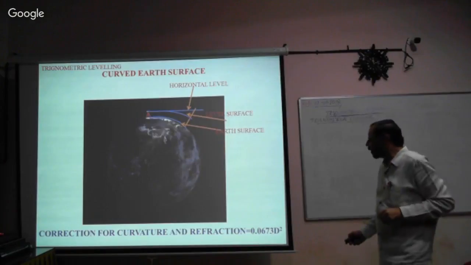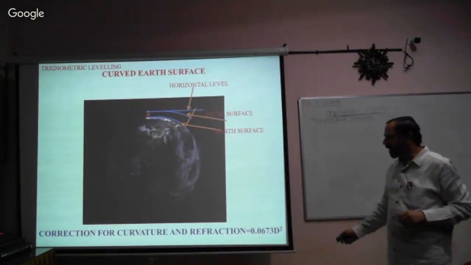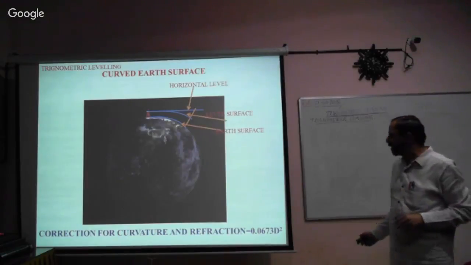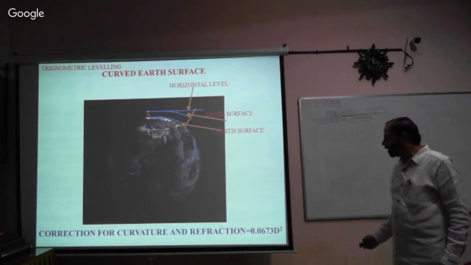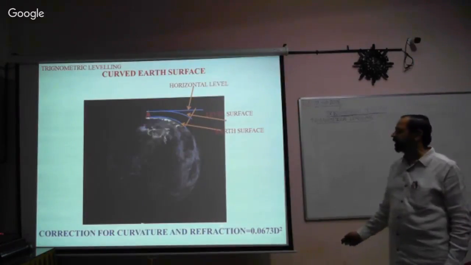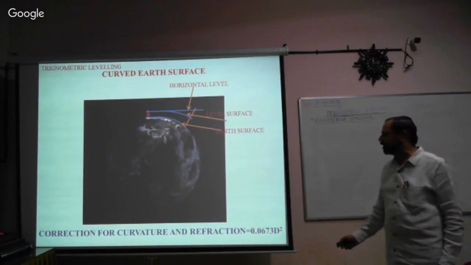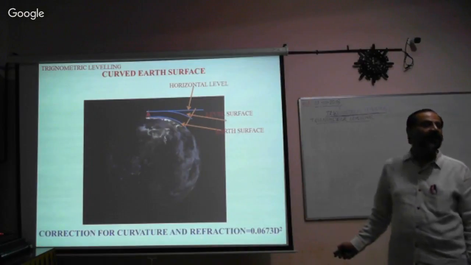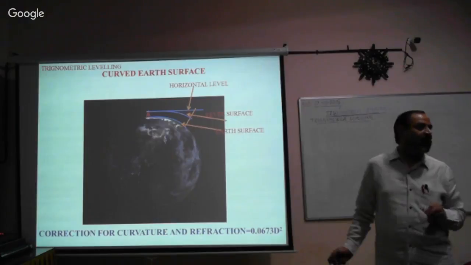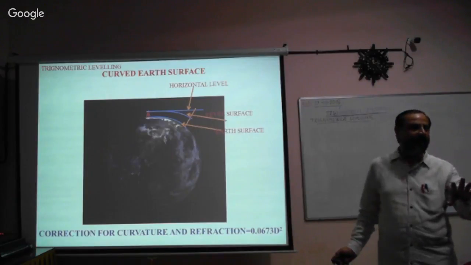Now, there is an equation available in the textbook. If anybody wishes to understand that, we can go through it. See, 0.06735 d square. That is the curvature and refraction error, isn't it? The correction for curvature and refraction error is applied when this has to be incorporated.